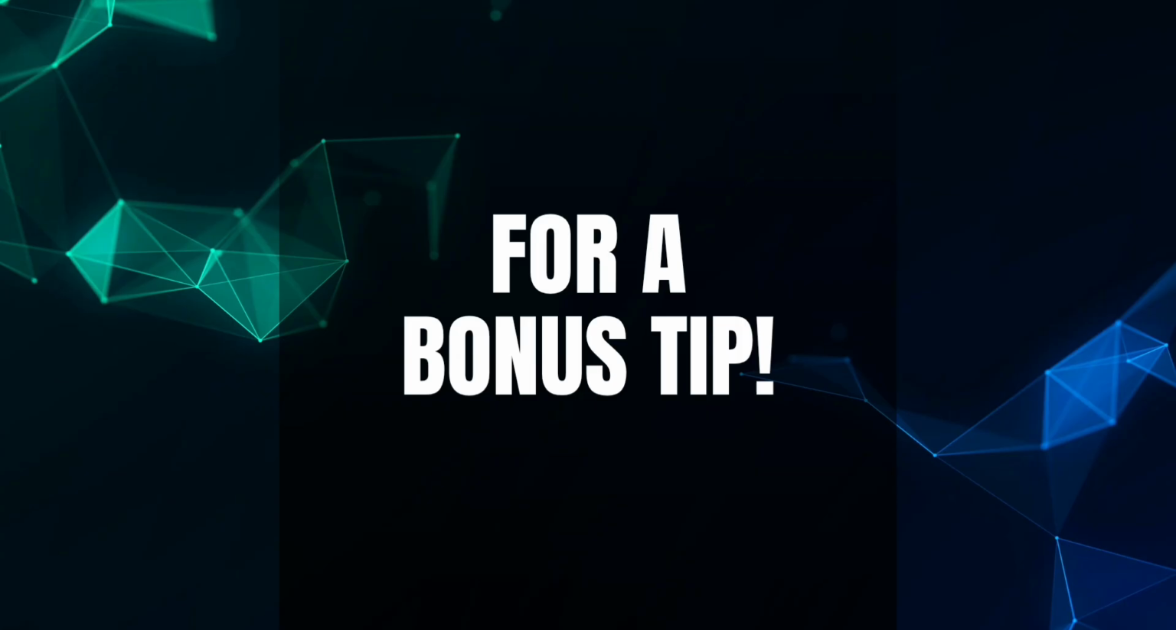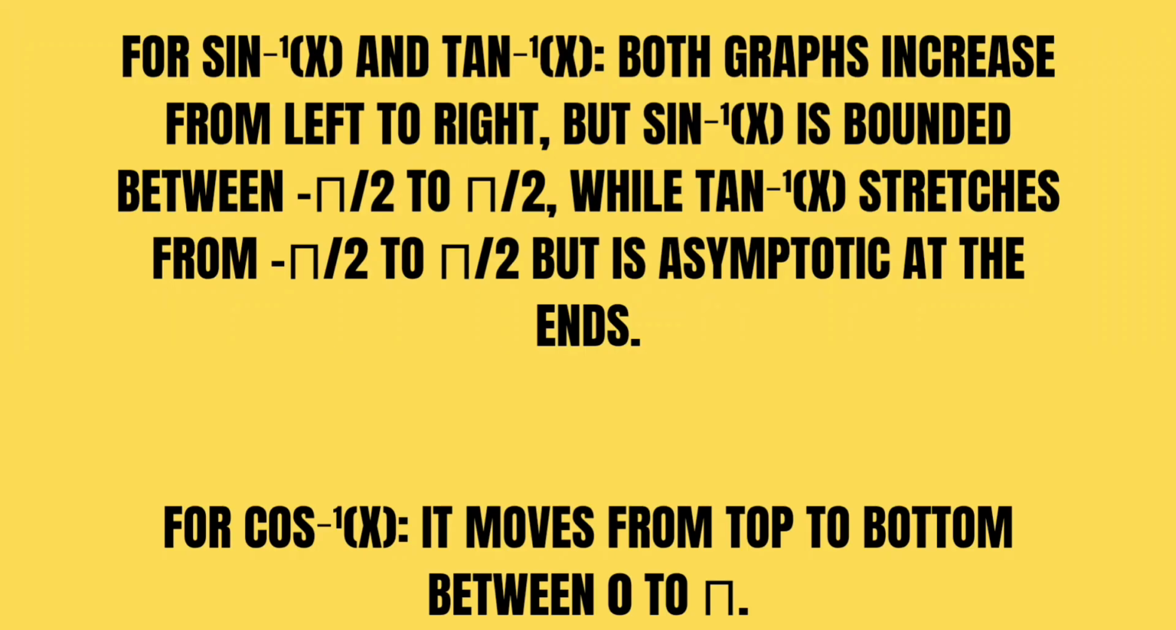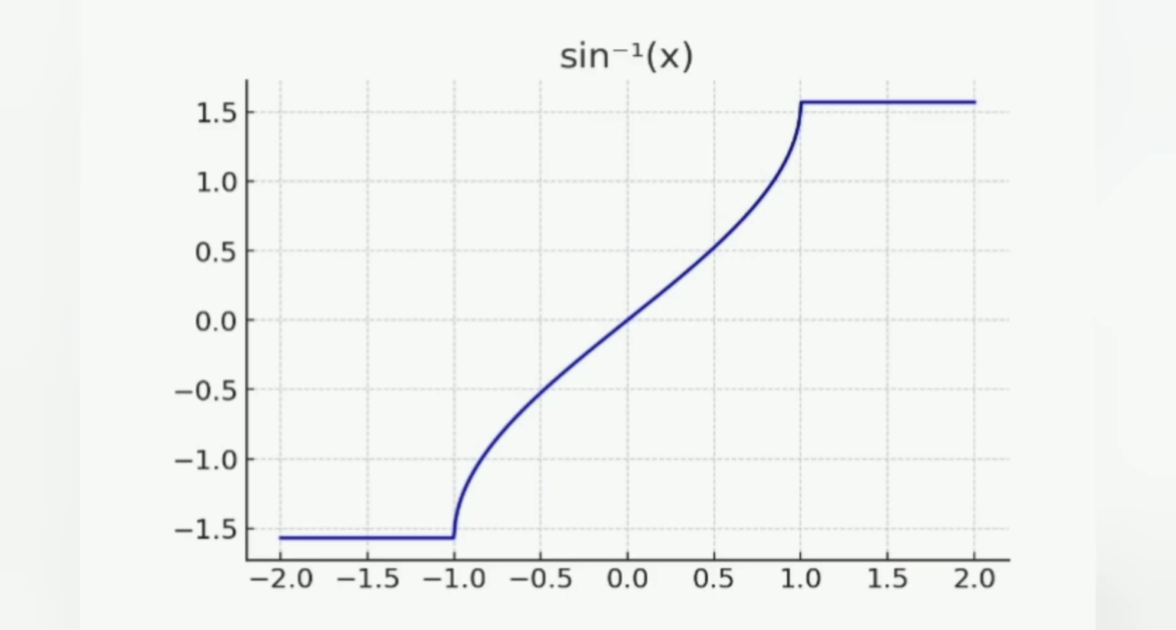A bonus tip, a quick hack to easily remember the graph shapes of inverse trigonometric functions. For sine inverse of x and tan inverse of x, both the graphs increase from left to right, but sine inverse of x is bounded from minus pi by 2 to pi by 2, while tan inverse of x stretches from minus pi by 2 to pi by 2, but asymptotic at the end. By looking at the graph, you can clearly understand the major difference between sine inverse of x and tan inverse of x.